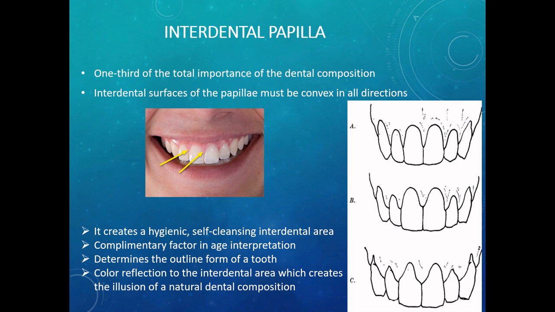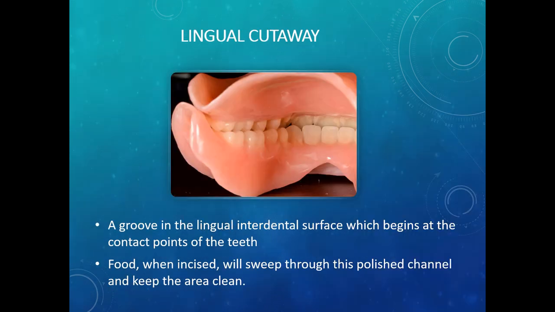Coming to the lingual cutaway. So lingual cutaway is actually a groove in the lingual interdental surface which begins at the contact point of the teeth when the teeth are together, or if they are having diastema, it begins at the tip of the interdental papilla. It widens and deepens according to the natural divergence of the lingual proximal tooth surfaces, and it fades away into the palatal surface of the denture.